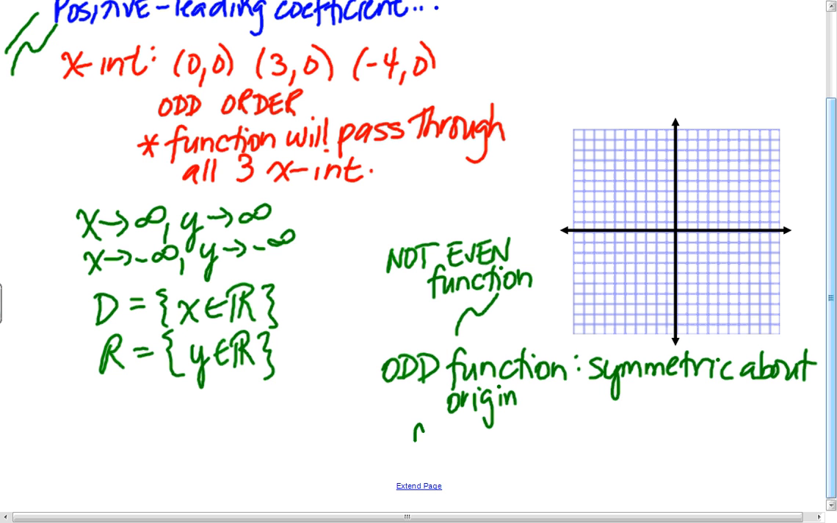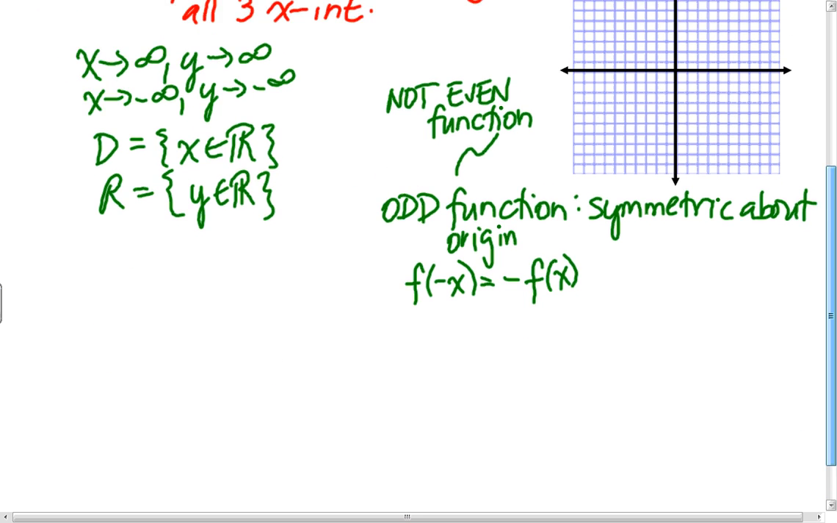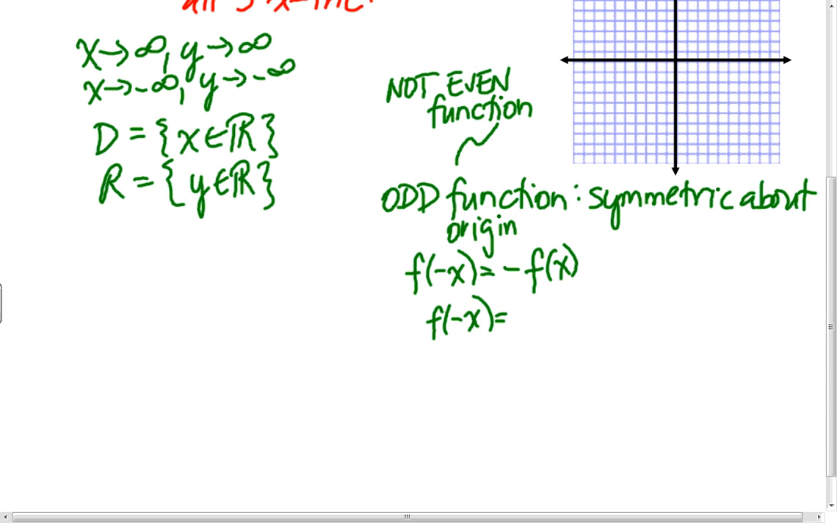If it is symmetric about the origin, then if I put a negative x into my function, I will get the same function, but all of the signs will be changed. So let's see if that's the case. Okay, putting negative x into the function, I'm going to have 2 times negative x, bracket, negative x take away 3, negative x plus 4. That is not the same.